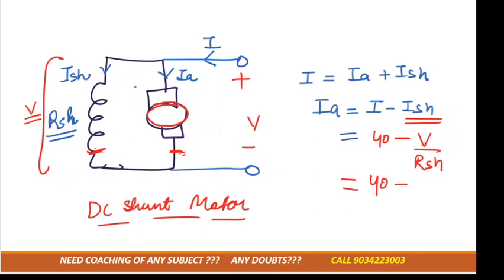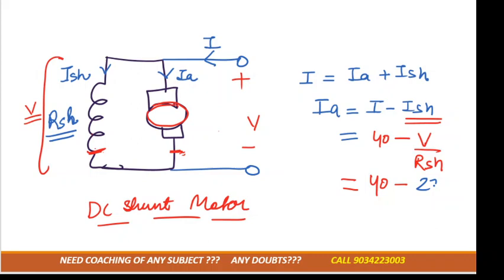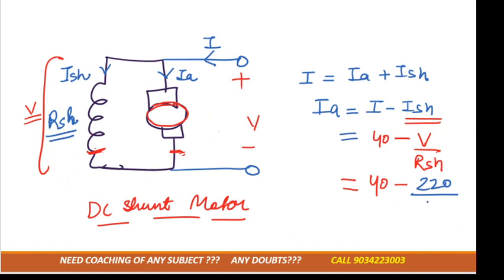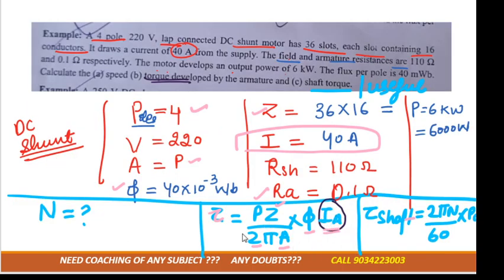40 they have mentioned. Voltage, let's see, they have said 220. Okay. RSH is also mentioned, that is 110 ohm. So from here we can calculate IA, right? Yes or no? From here we can calculate IA, then we can put the value of IA here and we'll get the value of torque. Okay, now move to torque shaft.